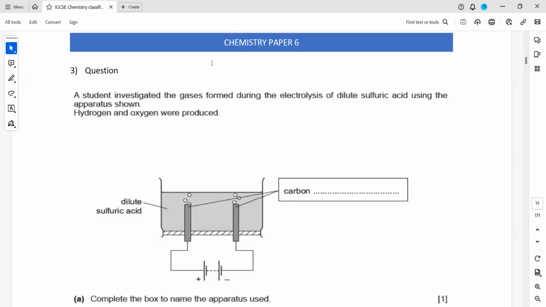So, electrochemistry question three. The classified paper six. A student investigates the gas formed during the electrolysis of dilute sulfuric acid using the apparatus. Hydrogen and oxygen are produced. We have to complete the label. So what is this? This is a carbon electrode.